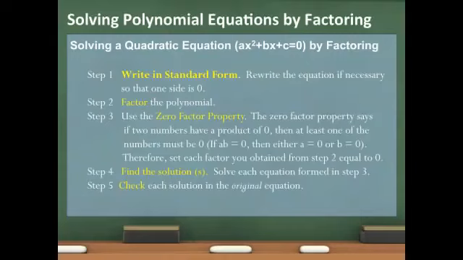To solve equations by factoring, there are essentially 5 steps that you need to follow. Keep in mind that your polynomial equation should be quadratic in form, that is, ax squared plus bx plus c equals 0, in order to solve by factoring.